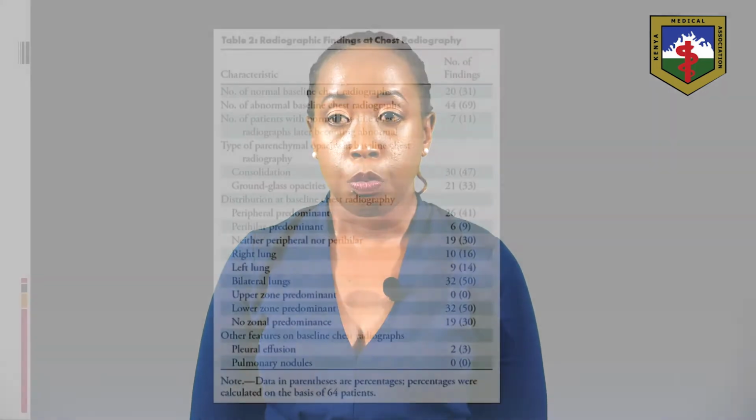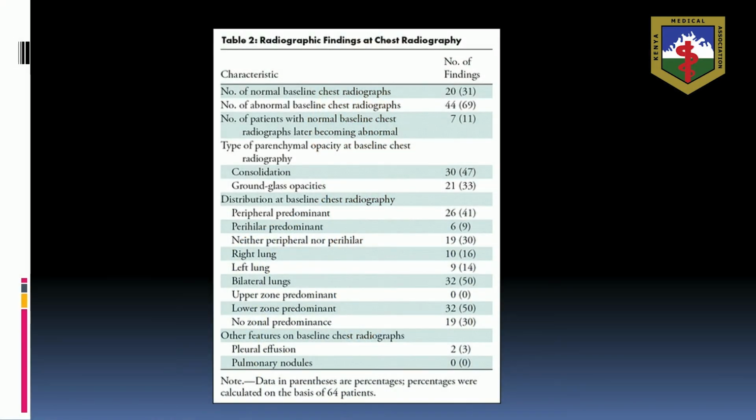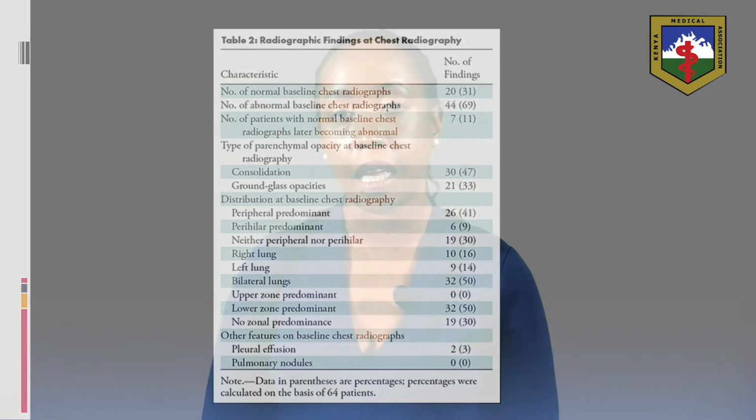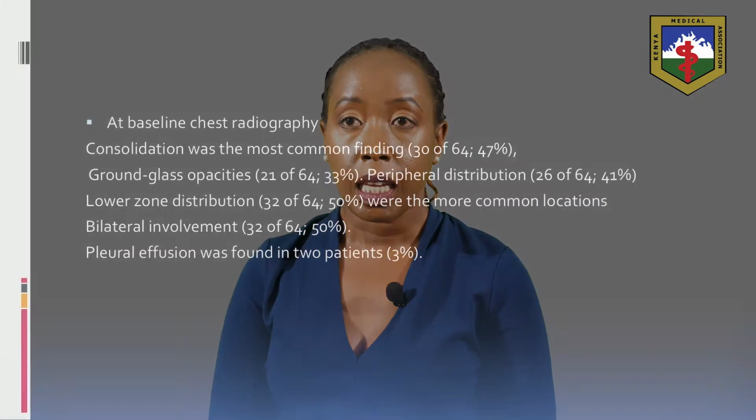There was lower zone predominance in 50%. There was no predominance in 0, and 30% had no zonal predominance. Other features, only in 3% did you find pleural effusions, and there were no pulmonary nodules. So this gave basically the radiographic features of COVID-19 within the chest. This indicated the usefulness of the plain X-ray in the imaging and the management of COVID-19 disease.